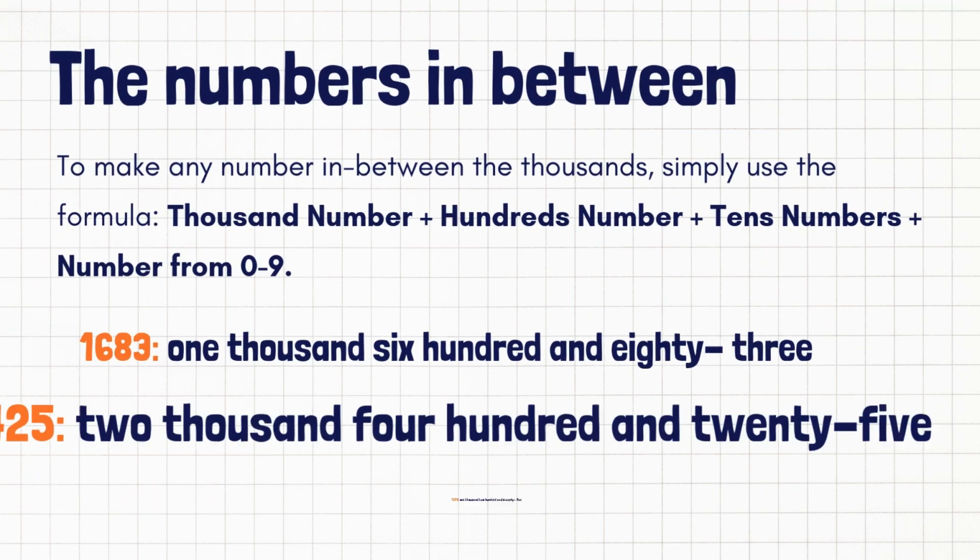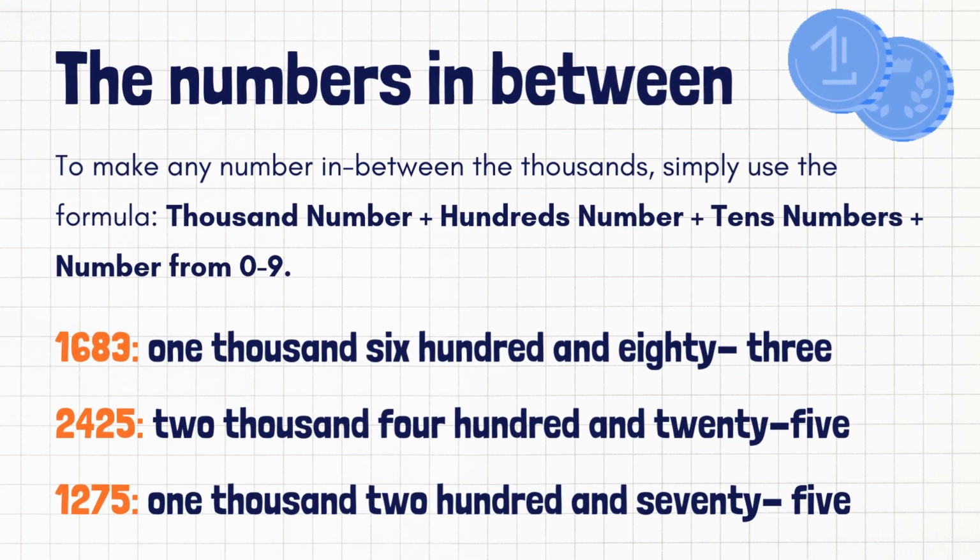The numbers in between. To make any number in between the thousands, simply use the formula: thousands number plus hundreds number plus tens number plus number from 0 to 9.